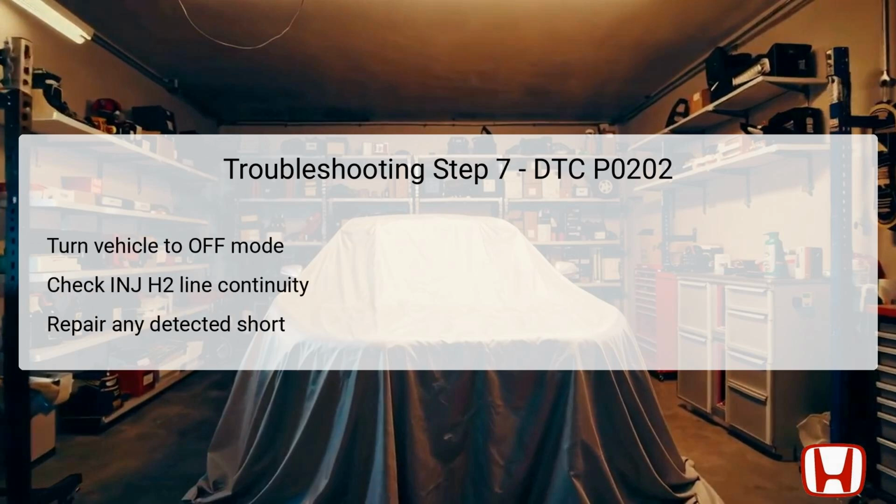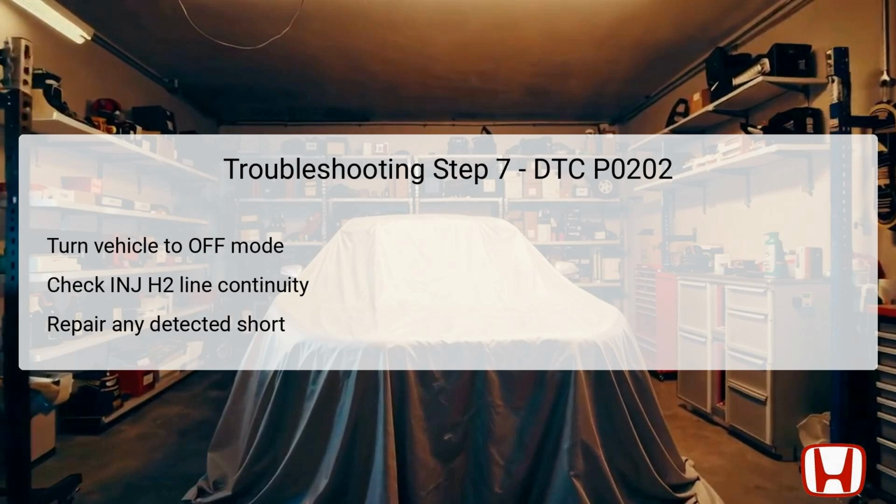Step 7 concentrates back on the INJ-H2 line to confirm its integrity further. This step begins by ensuring the vehicle is turned to the off position, followed by checking continuity as previously performed in earlier steps. Ensure that both the PCM connector number 1 and the number 2 injector 2P connector remain disconnected to assess the circuit without any outside interference.